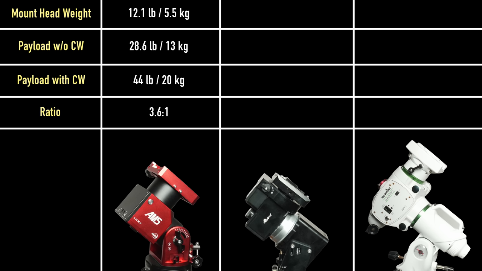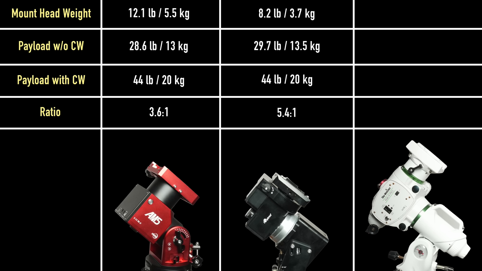The iOptron HEM27A, the one with the iPolar, the mount head alone weighs only 8.2 pounds. The max payload without counterweights is 29.7 pounds, and the max payload with a counterweight is 44 pounds. The ratio of max payload to mount weight is 5.4 to 1.